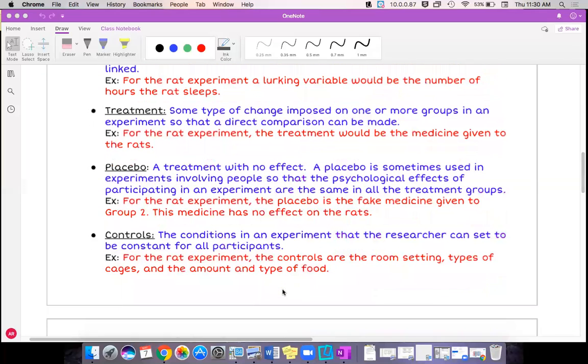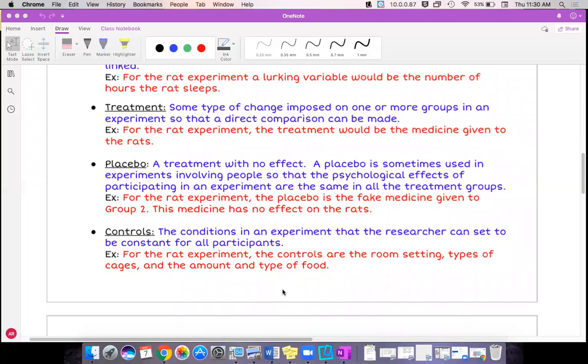So yeah, here's your placebo. A placebo is a treatment with no effect. A placebo is sometimes used in experiments involving people so that the psychological effects of participating in the experiment are the same in all the treatment groups. For the rat experiment, the placebo is the fake medicine given to group 2. This medicine has no effect on the rat. So they're able to see if the medicine is actually improving things, or if there's some weird coincidence going on, because they can compare to group 2, who wasn't given any of the medicine. So that's how they're able to do this.